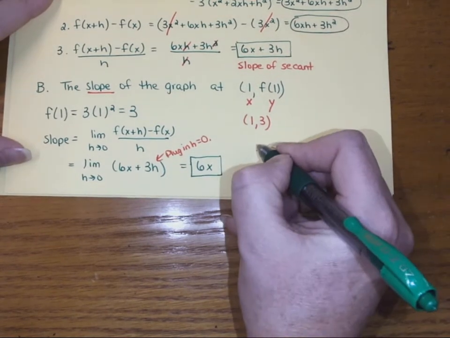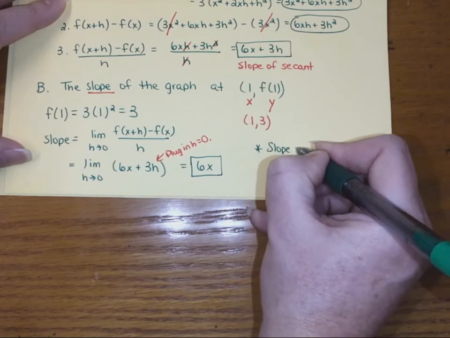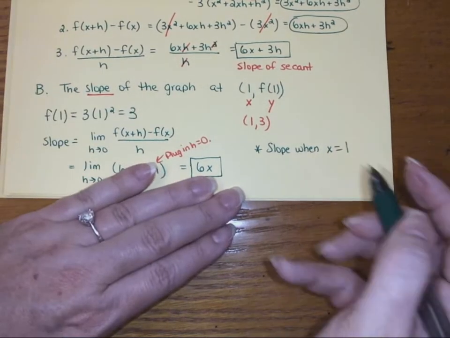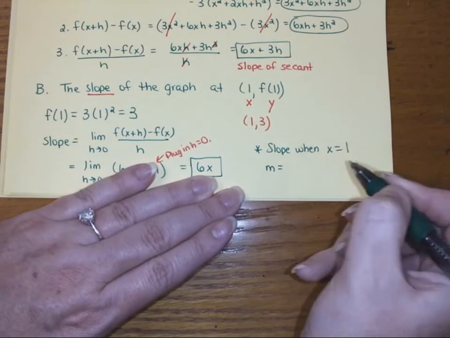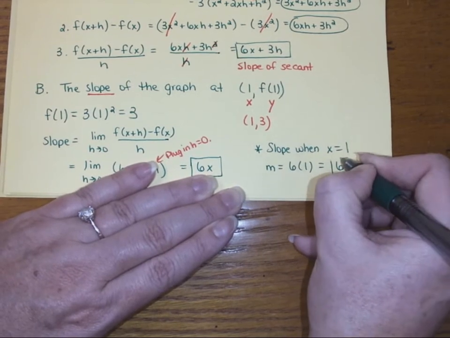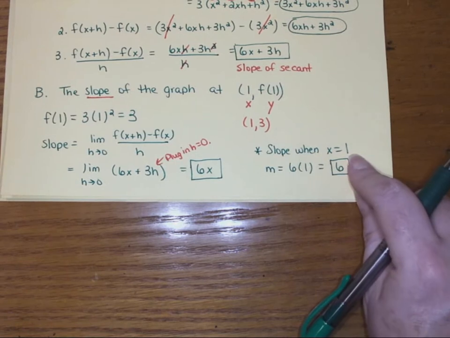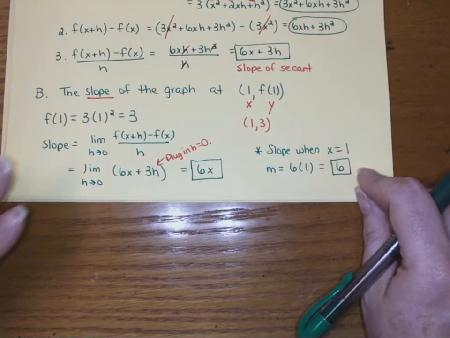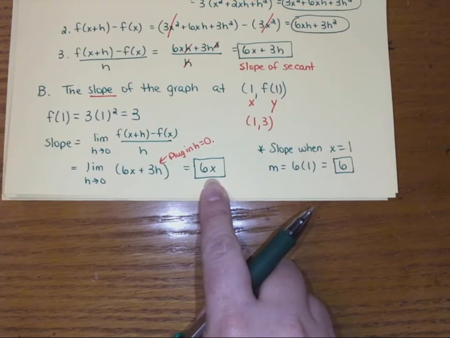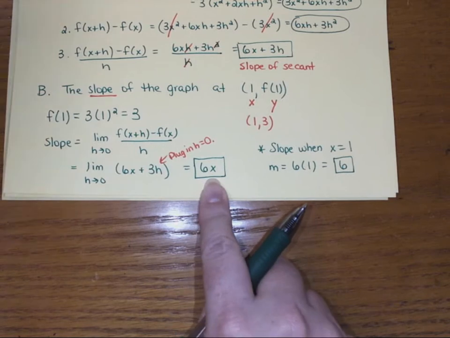So finally, to answer the question, I'm going to squeeze this in over here. If I want to know the slope when x is 1, then I need to do m equals 6 times 1. So notice the slope did end up being 6, but it's only because I was asked about an x value of 1. If I would have been asked about an x value of 2, then the slope would have been 12. 6 times 2 is 12, right? If I would have been asked about an x value of 3, then the slope would have been 18, because 6 times 3 is 18.